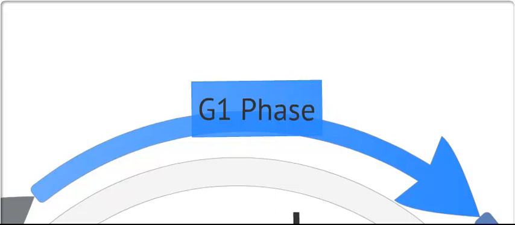The G in G1 stands for gap, because early scientists saw a gap in time between cell division and the S phase. This is not to say that the cells are not active. The opposite is true. Cells in G1 are very active. A lot needs to happen before a cell can copy its DNA.